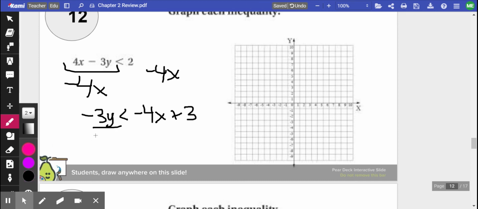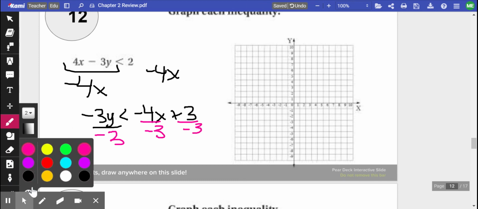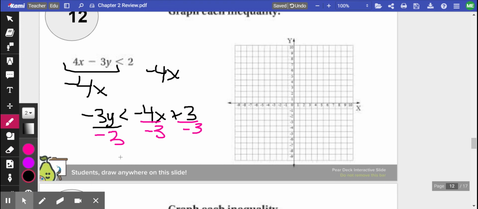So if it's not, you divide it by that number. And I divide every single term by that number. And when you divide an inequality by a negative number, you have to flip your inequality. And we know negative divided by negative is positive 4 over 3x. And, oh, this should be a 2.